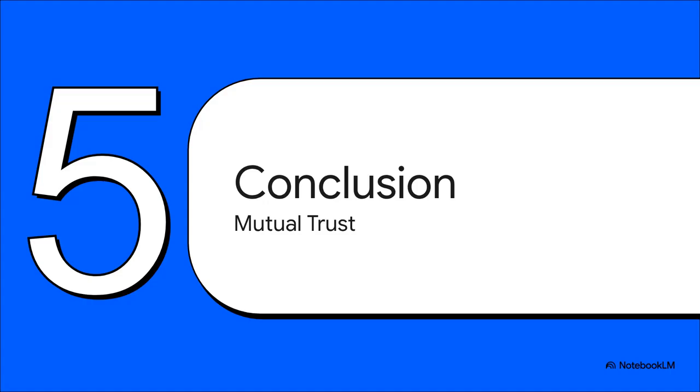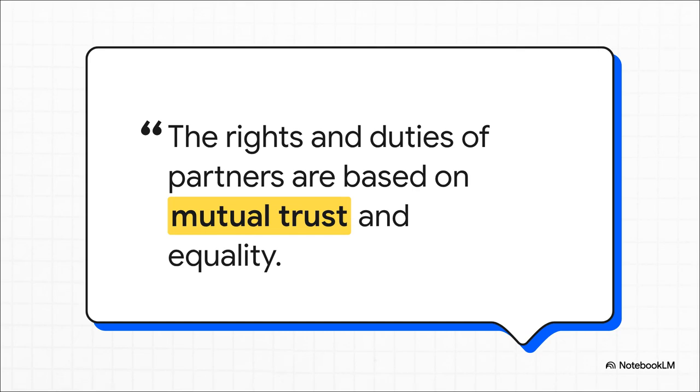And finally, Heading 5, Conclusion on Mutual Trust. A KSLU exam answer is never ever complete without a definitive, synthesizing conclusion. You must close your legal argument with authority. Quote, "The rights and duties of partners are based on mutual trust and equality. While partners enjoy rights like participation and profit sharing, they must act with honesty, diligence, and loyalty to ensure smooth functioning of the firm." Read this carefully. You will conclude with this exact sentiment.